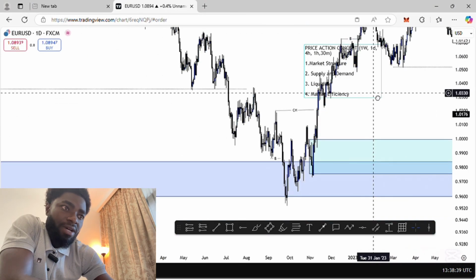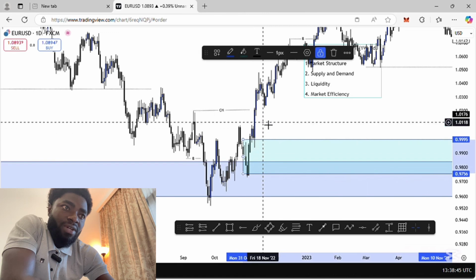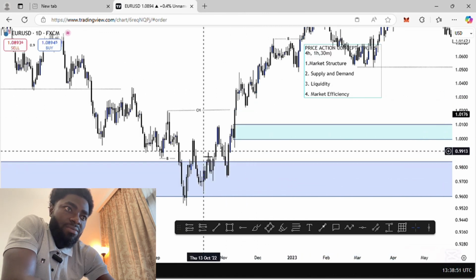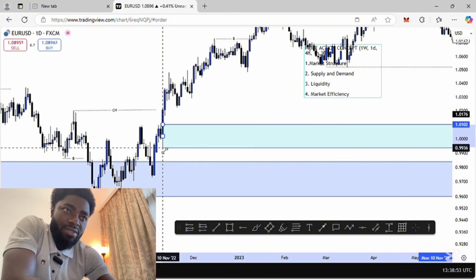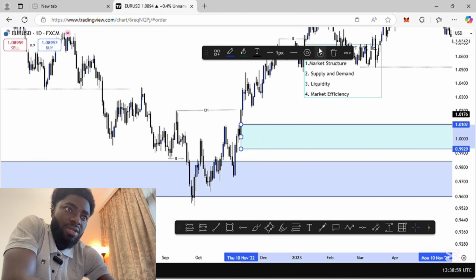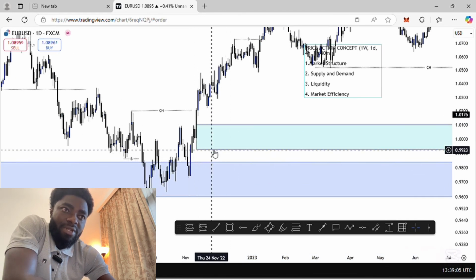Let me refine this demand zone at this area. Which low caused the break of this structure? It was this guy that caused the break of the structure. So we mark it for future reference, for future use. So our demand zone is here. We have fair value gaps beneath it.